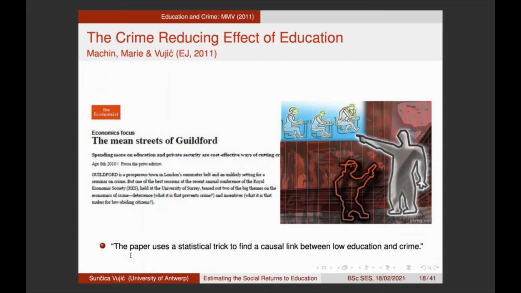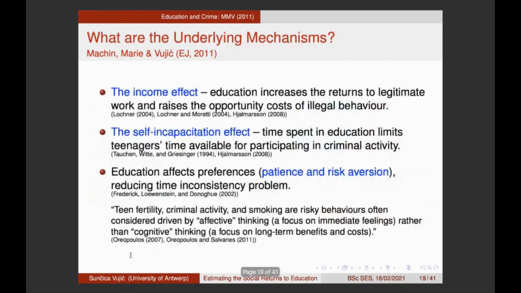So The Economist refers to the whole methodology as: the paper uses a statistical trick to find a causal link between low education and crime. So you can see we are not magicians, we are not doing statistical tricks. We actually have very sound statistical techniques which we can use to estimate the causal relationship between education and log wages, but also between education and crime, education and health, education and fertility, education and democratic voting, and so on.